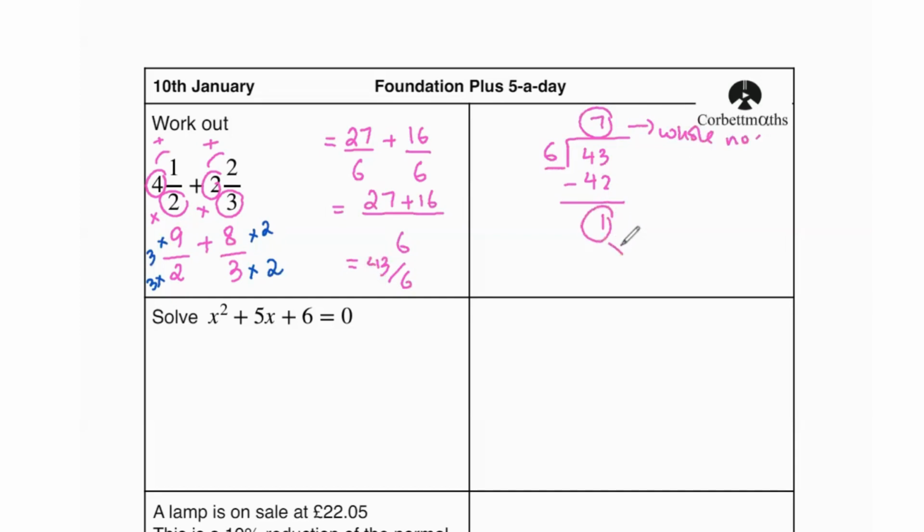This is going to be our numerator. And this is going to be our denominator. A quick tip to remember in case you get confused is that the denominator remains the same. What's changing is the numerator, and the whole number is going to be the new term being introduced. So your answer is going to be 7 whole number 1 over 6.